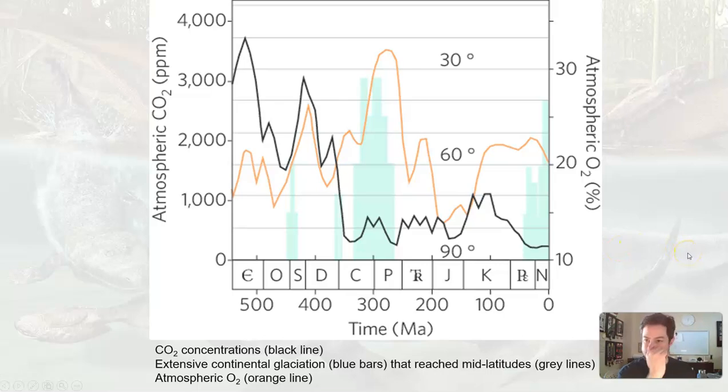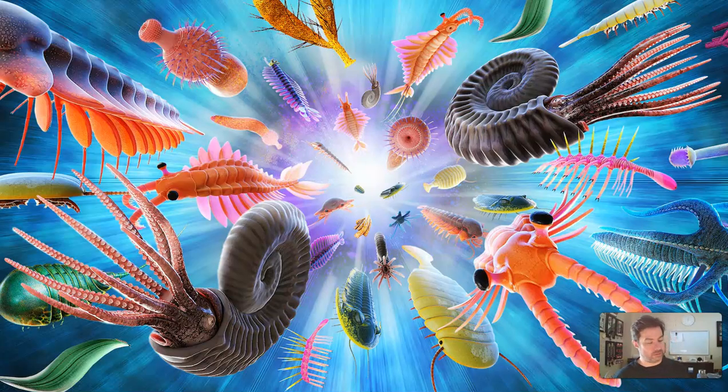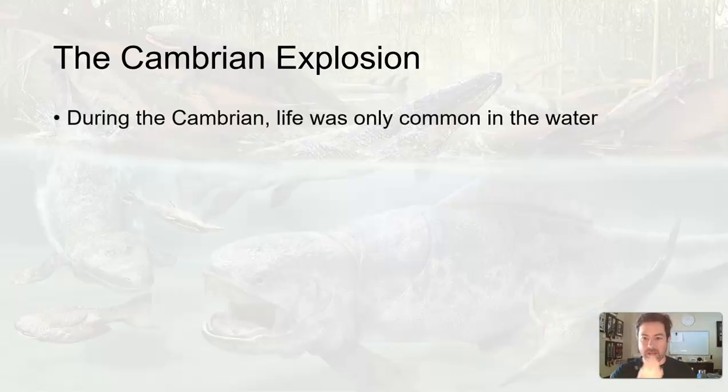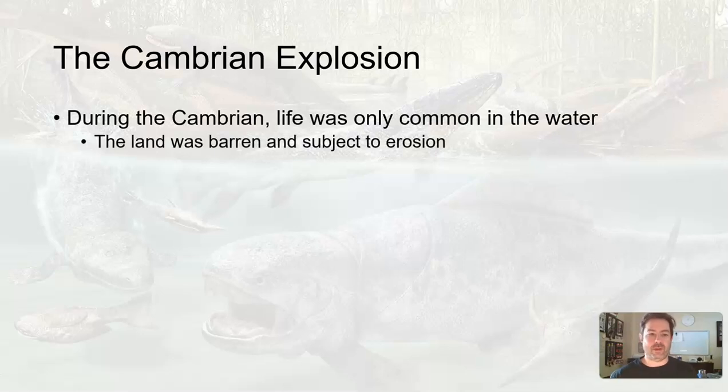So we start off the Cambrian with the Cambrian explosion. It wasn't a literal explosion. It was a figurative explosion, where we see a rapid diversification of life, all in the oceans. Again, life was only common in the water at this time. On land, there was nothing. It was barren, subject to erosion. That material would be weathered and eroded into streams, then eventually into the ocean. Nothing on land for the most part.